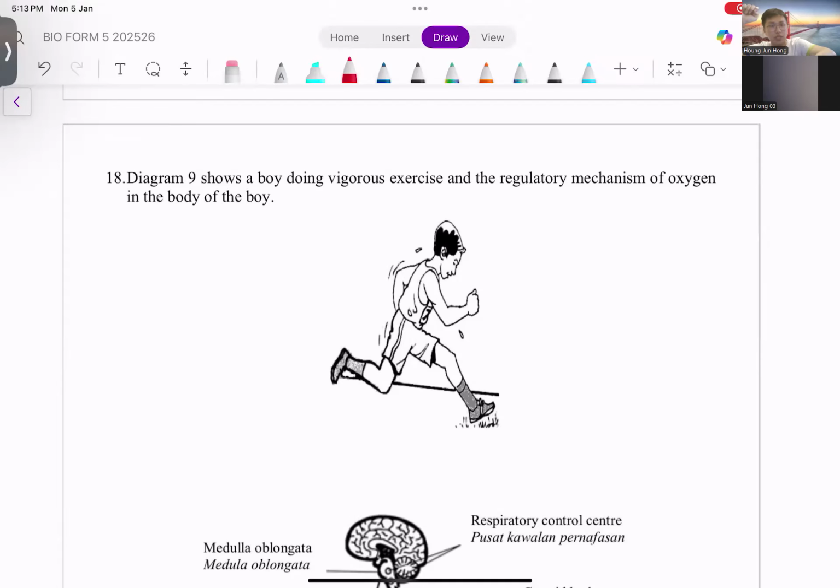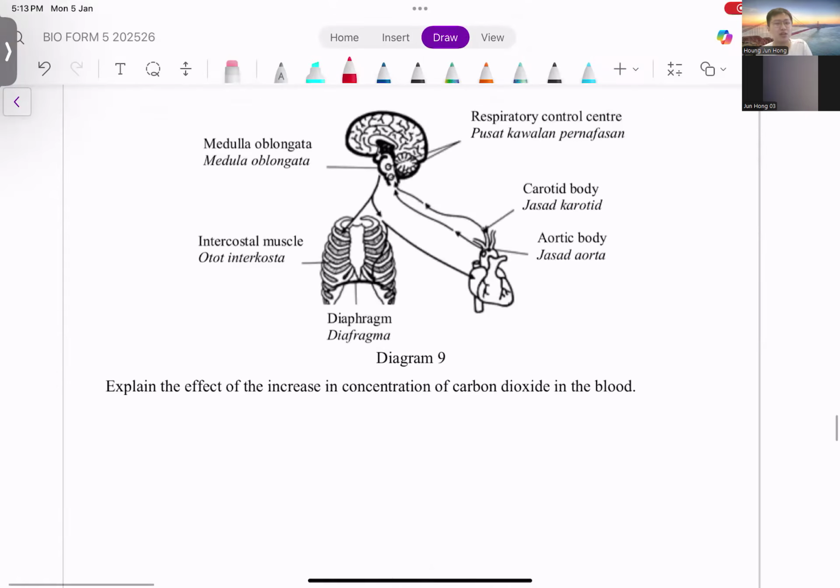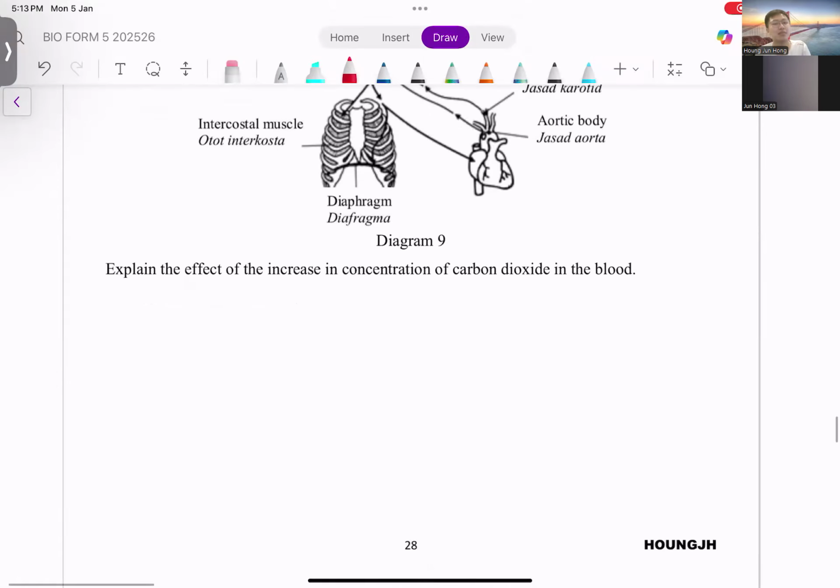All right, the next question, we're going to look at question 18 from chapter 13 again. And this is, again, a very typical essay question. If you memorize it or if you understand it properly, it should be really simple for you to do.